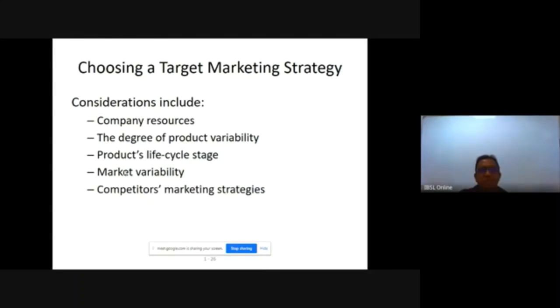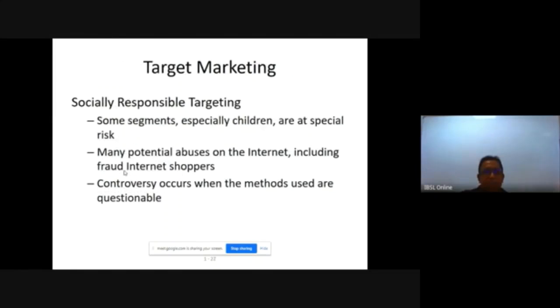We also discussed the target marketing considerations, because when you consider a certain market as your target market, you should be able to effectively do your marketing campaigns in it. So your company resources, the type of products, variability that you already have, the product life cycle of your existing products, variability of the market, and the competition in the particular segment are all to be considered. We also discussed that targeting is to be done in a socially responsible manner.